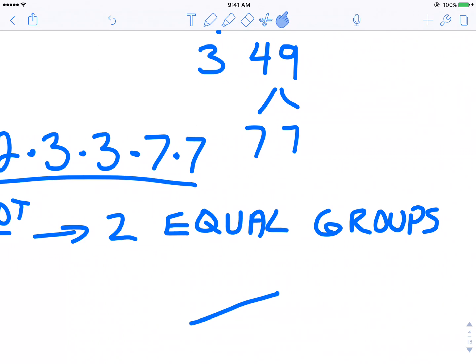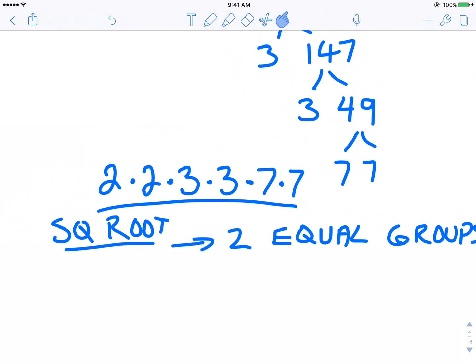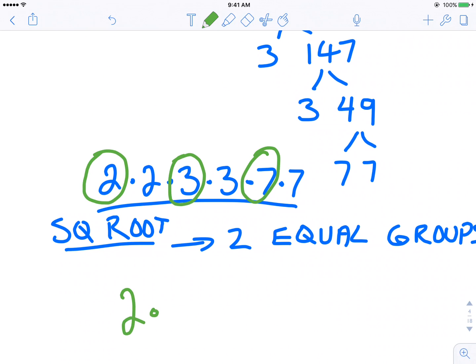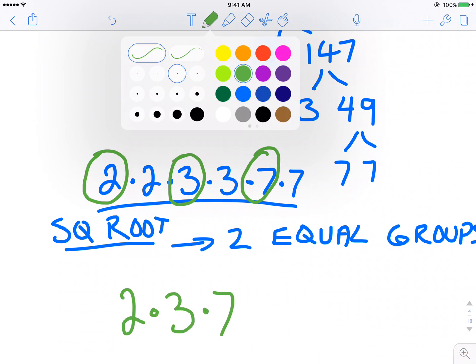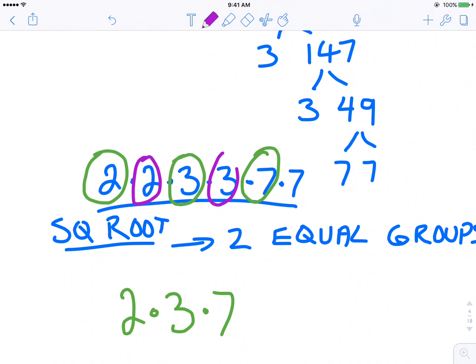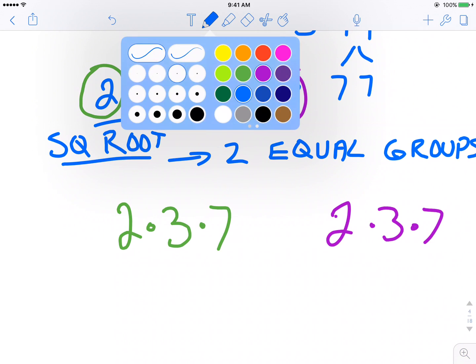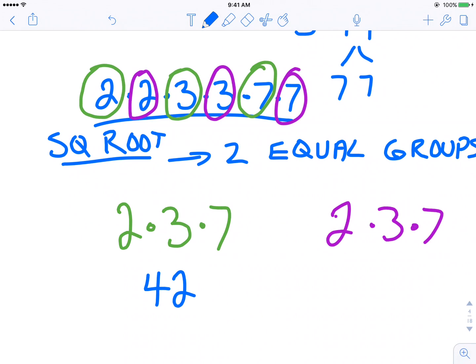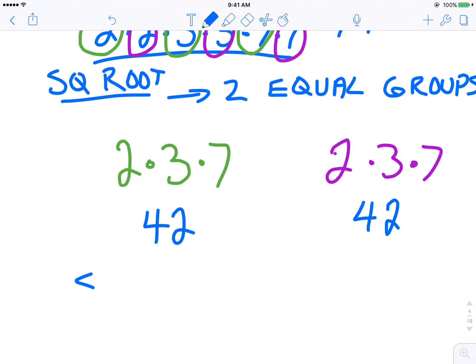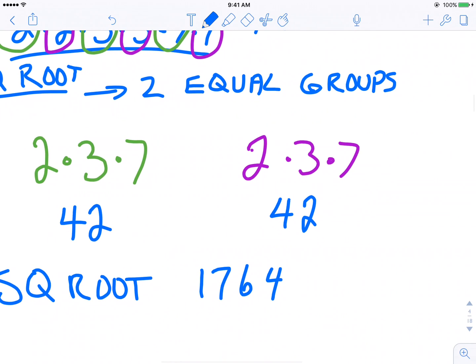Which means I'm going to say, okay, my green ones are going to be one group. There's a 2, there's a 3, there's a 7, giving me 2 times 3 times 7. And then my purple ones are a second group, a 2, a 3, and a 7. So 2 equal groups of 2 times 3 times 7. And when I actually do multiply those out, I get 42. So the square root of 1764 is equal to 42.